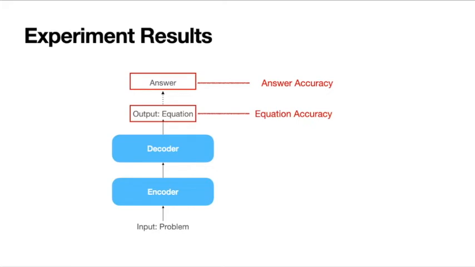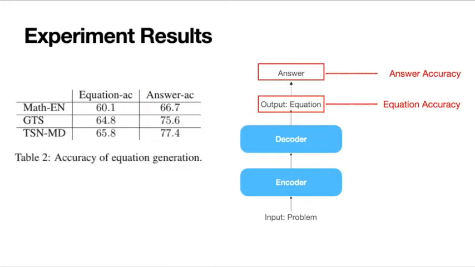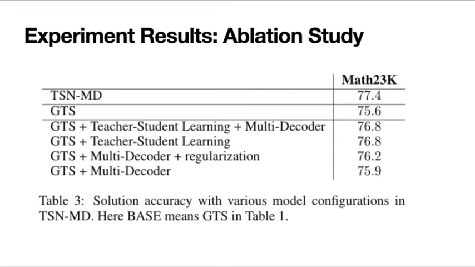This reflects that these MWP solvers have spontaneously learned to adapt to the situation that a certain problem may have multiple solutions. Besides, we investigate the effects from different modules. The results of different word problem solver variants on Math23K are shown in the table below. Taking GTS as the base model, we try to verify the effectiveness of proposed techniques.